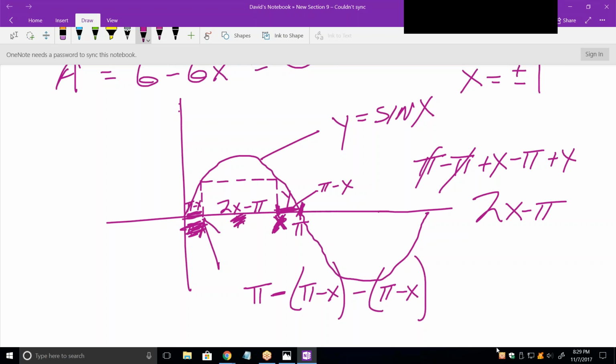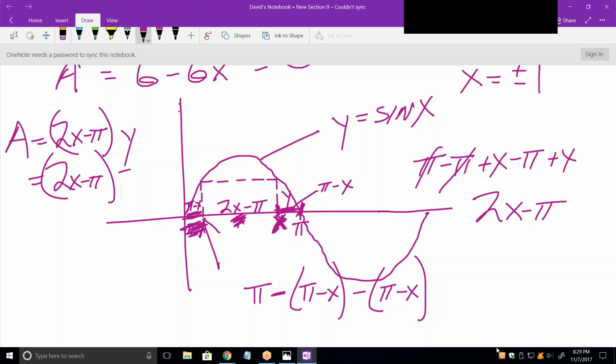I think that's the right way to do it. And the height is y. And so the area of the box, if that's what I'm trying to manufacture, which starts out being 2x minus pi times y, now becomes 2x minus pi times sine of x. Take the derivative of that, set it equal to 0, and I'll find out what the coordinates of that point are.